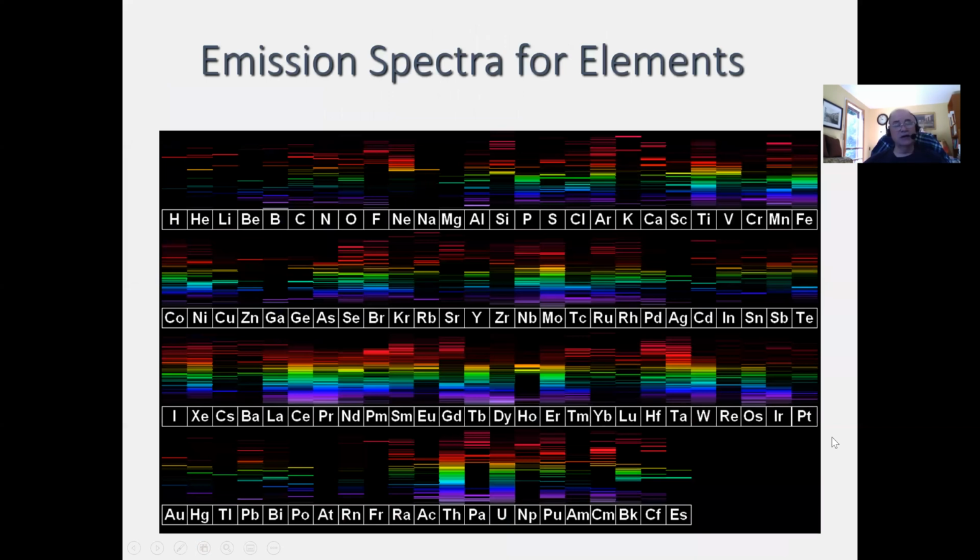And here's the catalog of the complete spectra today. It even goes beyond uranium. It even goes into the elements, the artificially made elements. Here's plutonium here, for example.